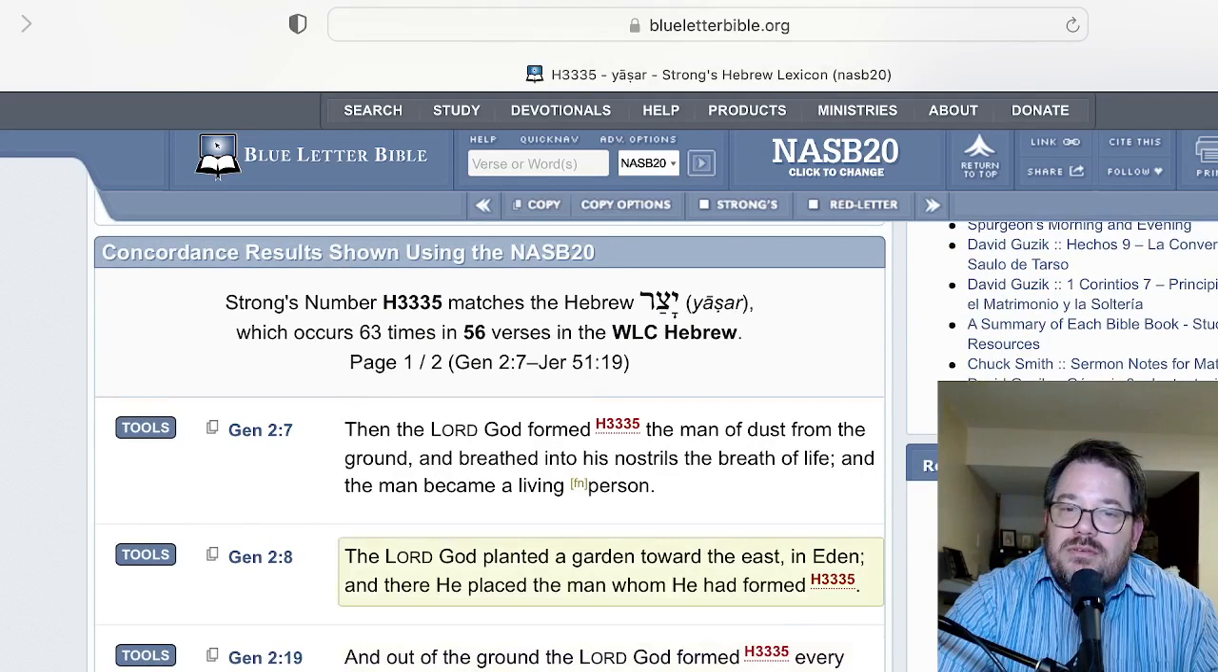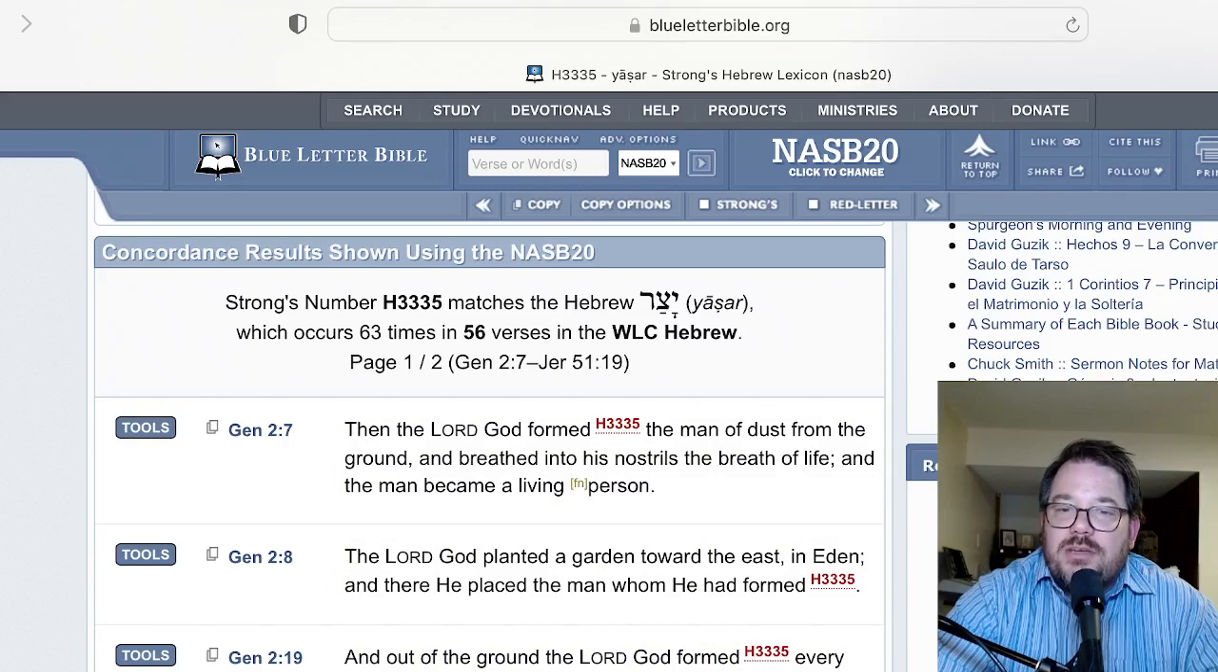Sorry, it's been a little while since I've been on this website. I'm actually looking. When I said that it is searching through the Hebrew text that stands behind the New American Standard, that's actually not accurate. This is actually a little bit better.